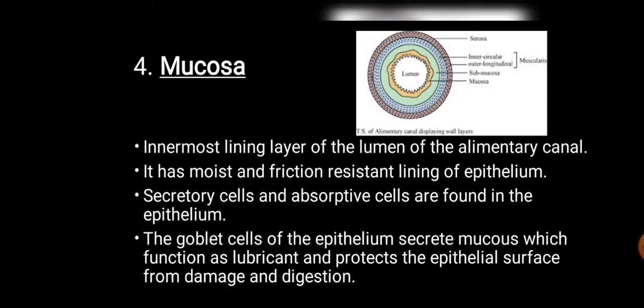Goblet cells are column-shaped cells which are usually found in the respiratory and intestinal tract, and their function is to secrete mucus. The mucus functions as a lubricant and protects the epithelial surface from damage caused by the passage of food.